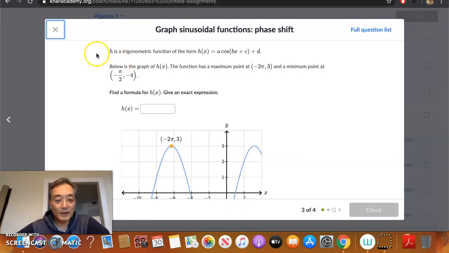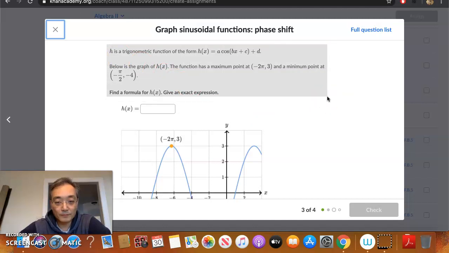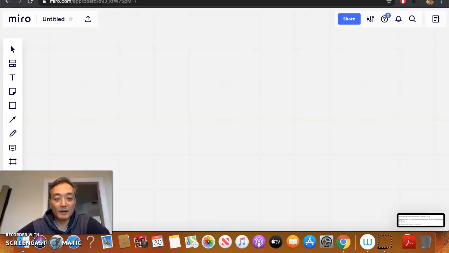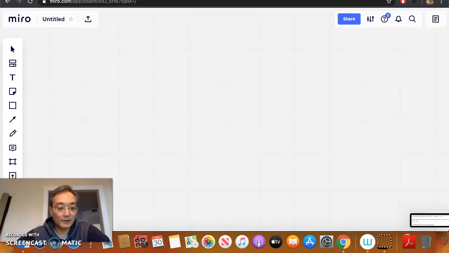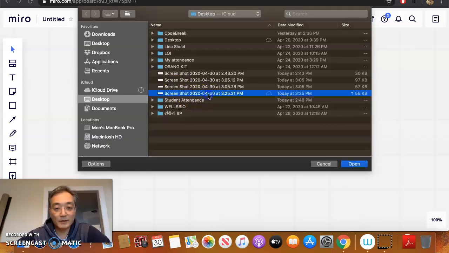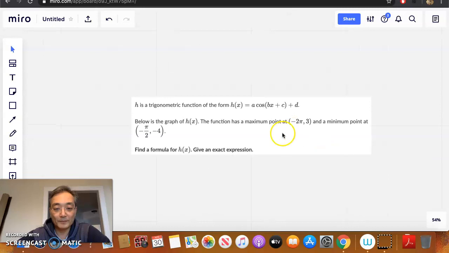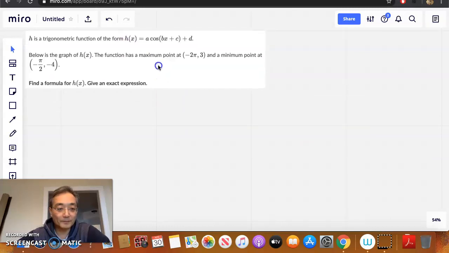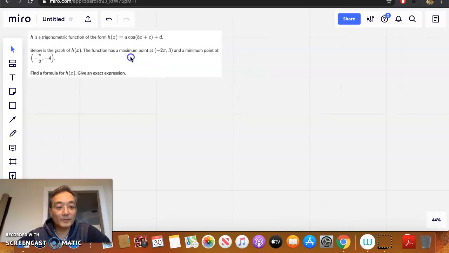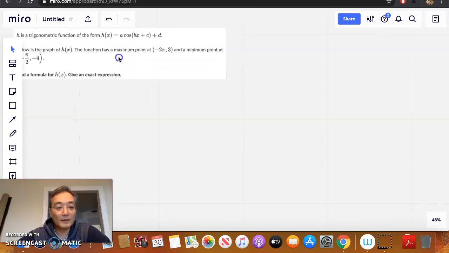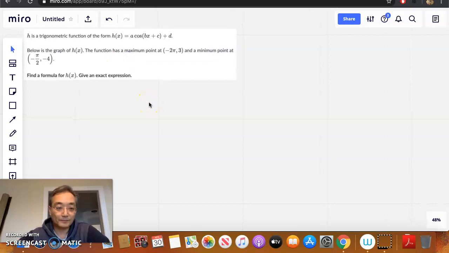Okay, so the first thing I'm going to do is copy this over to my whiteboard. Okay, now let's open it up. Okay, here we go. So here is the problem. I think everyone can see it, right? Okay. So again, I'm going to write the function here.